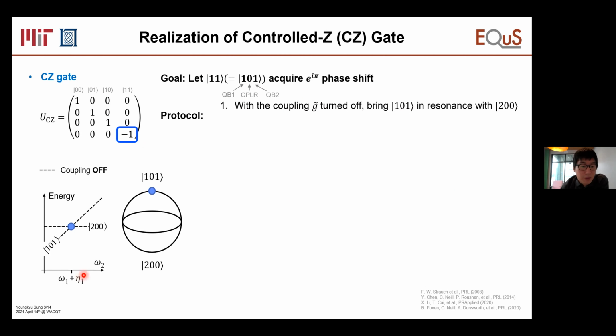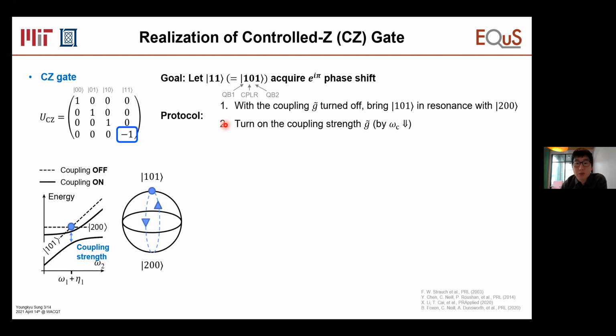In the bottom left figure, there is an energy level diagram showing the level crossing between these two states. And you can see that by tuning the qubit two frequency, we can bring them on resonance. Next, we turn on the coupling by bringing down the coupler frequency. And you can notice that there are two changes. First, there is an overall downward level shift due to the level repulsion from the higher coupler state. And there is an opening of a gap at the crossing, and this gap corresponds to the coupling strength between the two states. So once you turn on the coupling, these two states will start to oscillate or swap.